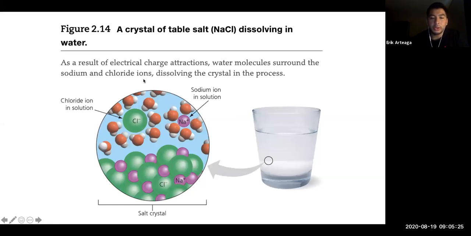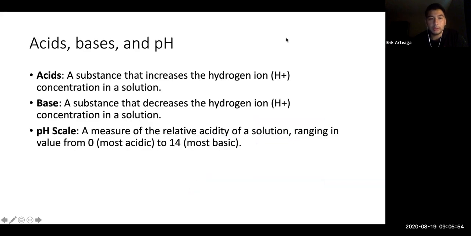All right, so as a result of electrical charge attractions, water molecules surround the sodium and chlorine ions, dissolving the crystal in the process, right? So here we have chlorine, here we have sodium. The positive hydrogen is going to be attracted to that chlorine, which is negative. And then here we have the sodium ion being attracted to the oxygens, right? These oxygens are surrounding that sodium. These hydrogens are surrounding that chlorine, okay?